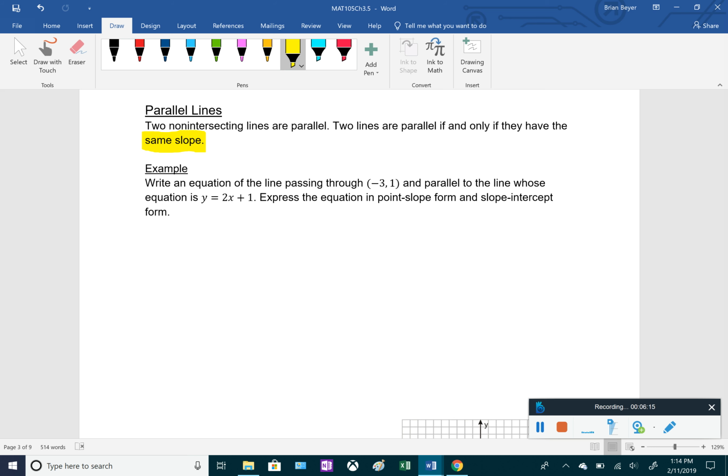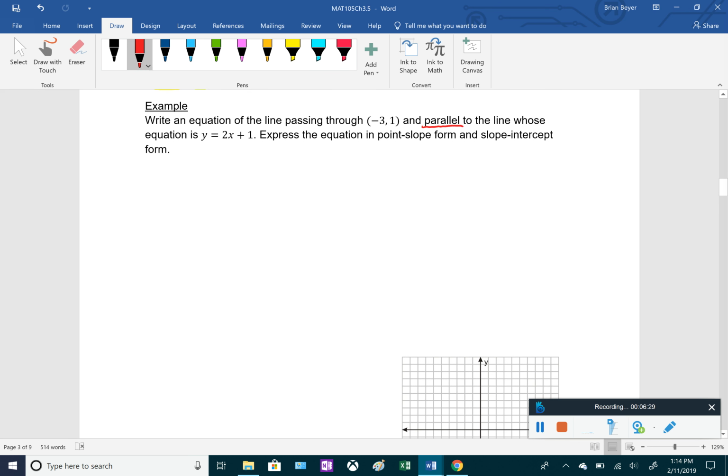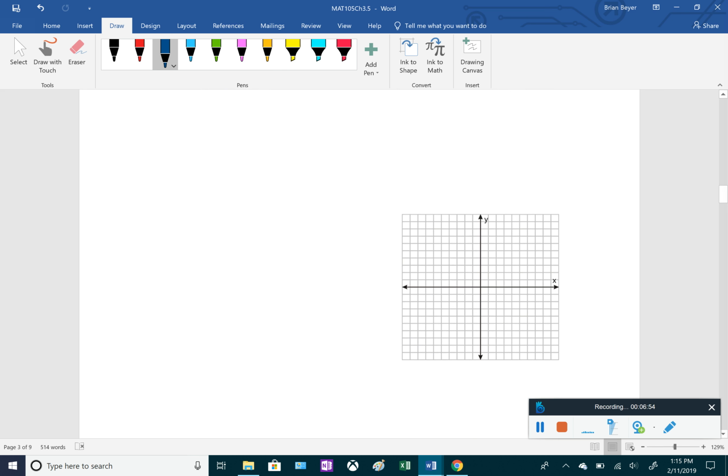So the first one here, let's write an equation of the line passing through negative 3, 1, and parallel to the line whose equation is y equals 2x plus 1. And then express it in point-slope and slope-intercept. So we have the point that it's passing through. That's going to be negative 3, 1. So when we're starting our point-slope form, we're still missing the slope. So we have to use the fact that it says parallel to another line.